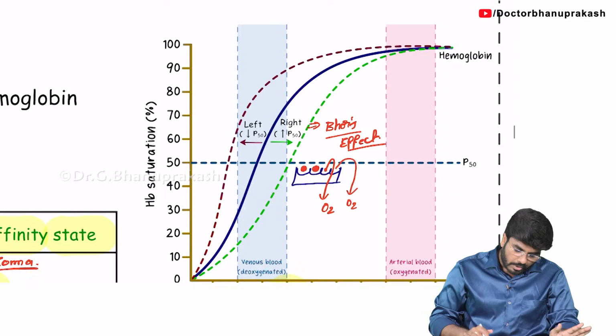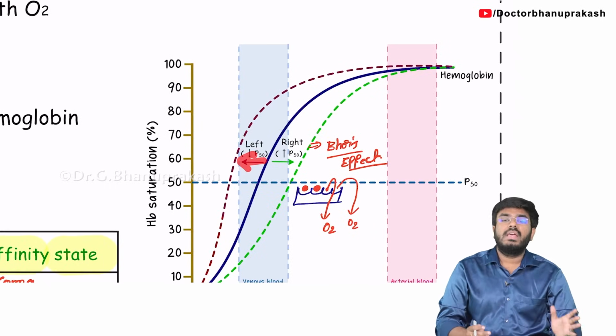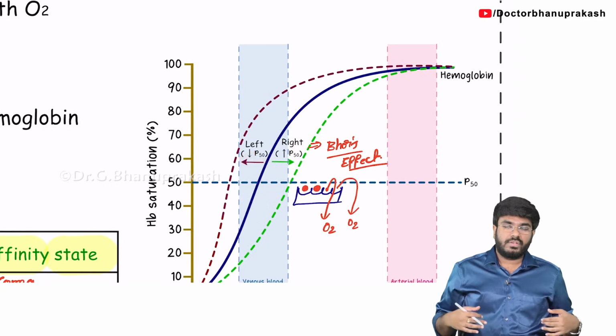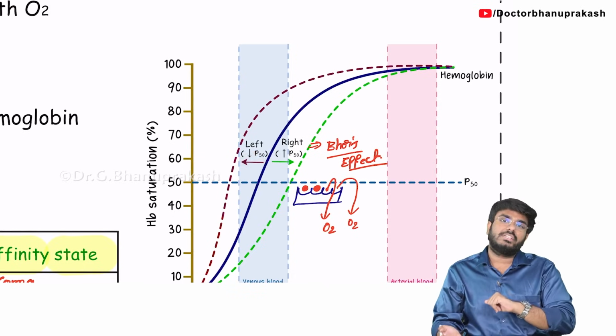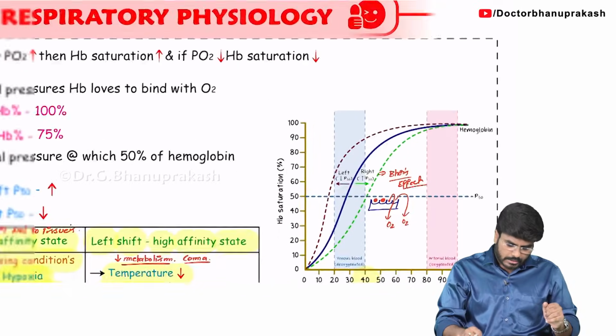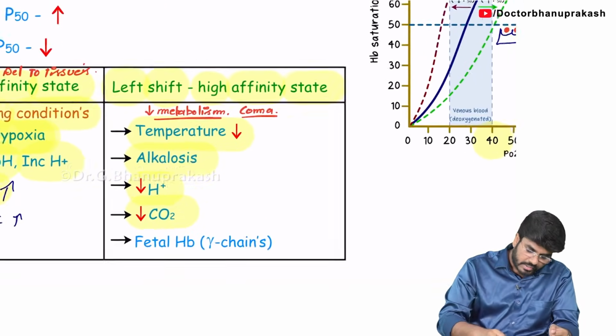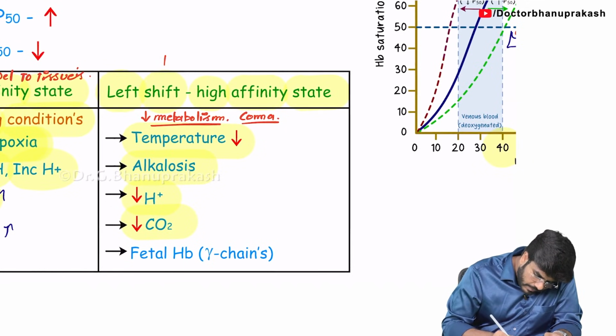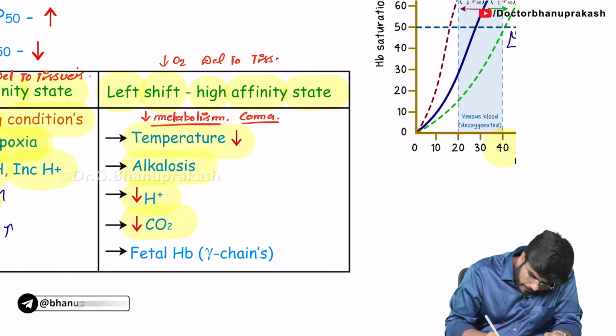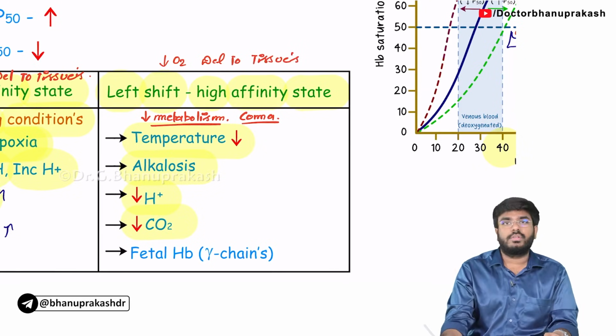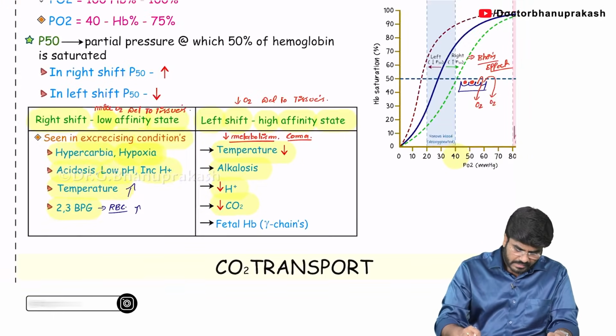So that is an example of what? That's an example of left shift. Less metabolism in the body, left shift. More metabolism in the body, right shift. Now we understood. Left shift is an example of what? A high affinity state. What is the meaning of the word high affinity? Less oxygen delivered to the tissues. That's the example of left shift.